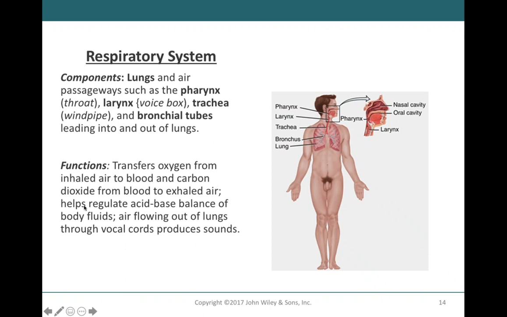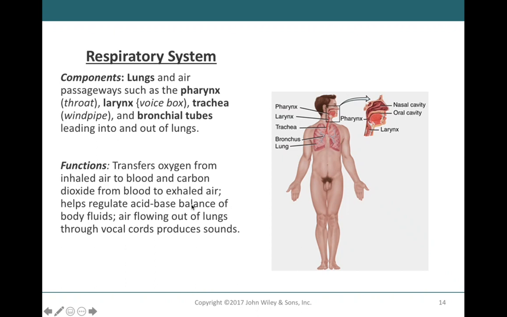So this also is going to help regulate the acid-base balance of our body fluids as well. These different functions of the respiratory system are very, very important, and they work very closely with the cardiovascular system. We could say technically that the respiratory system works very closely with all of the other systems, because we couldn't do anything if we weren't able to bring oxygen in through the respiratory system.